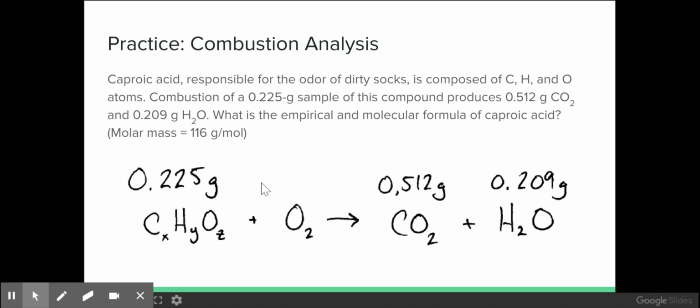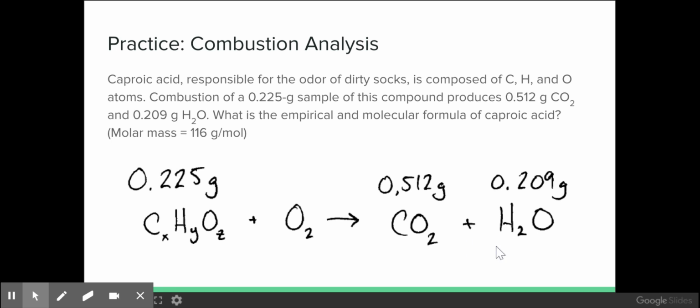Now this problem really forces us to take a step back and remember the law of conservation of mass. I have the number of grams of CO2. And if I'm able to find the number of grams of carbon that was contained in this sample of CO2, I should be able to make the assumption that all of those carbon atoms came from this compound. So therefore, however many grams of carbon are in this compound, that's the number of grams of carbon that came from this burned compound, caproic acid.